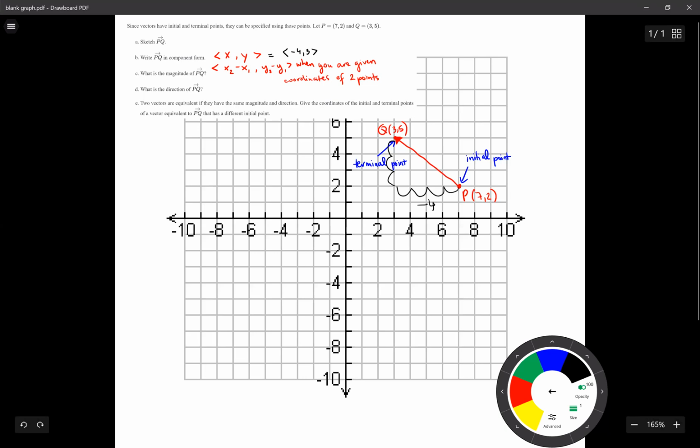So now label this x1. The coordinates of the initial point will be x1 and y1, and then the coordinates of the terminal point will be x2, y2. Okay, try it out. And in the chat box, let me know if you get the same thing, like what we got from the graph.